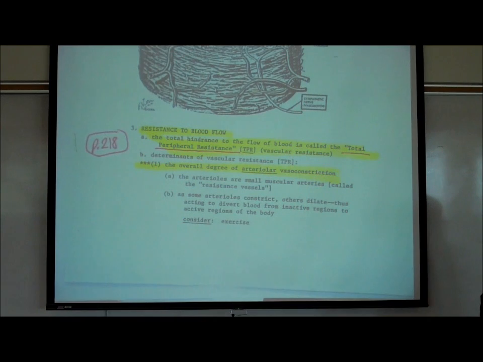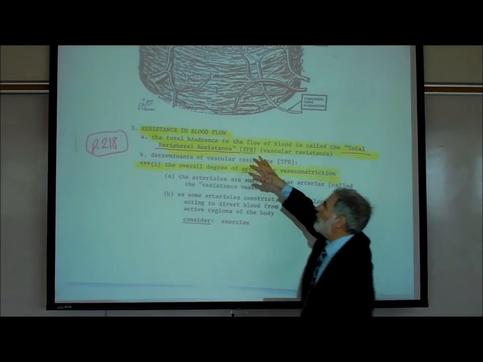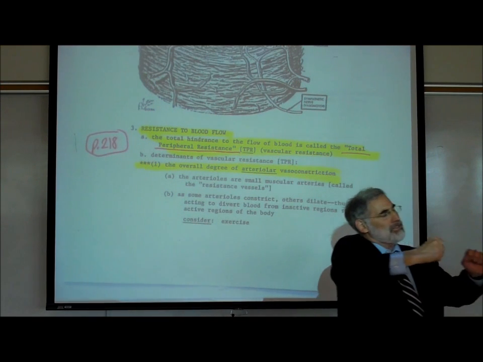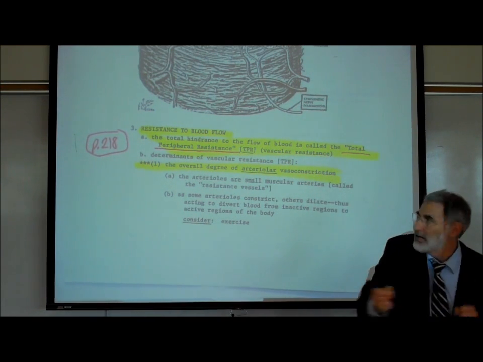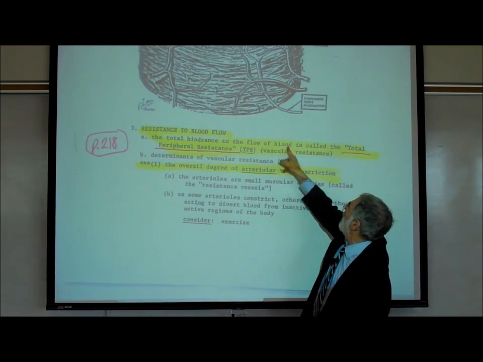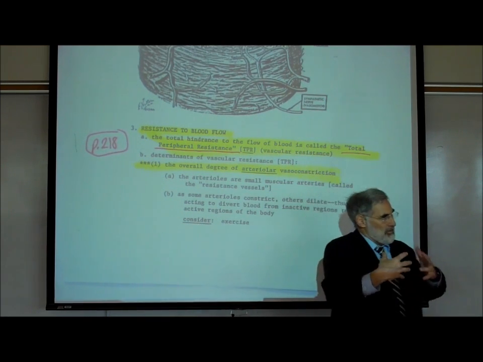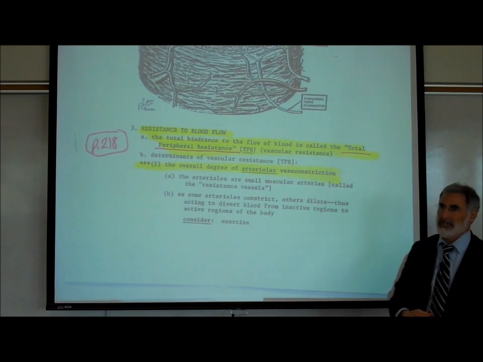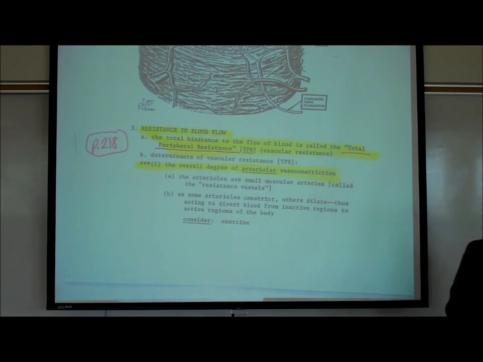So what is peripheral resistance? The total hindrance. And you might say, what's hindrance mean? Hindrance means whatever is preventing the flow of blood. Whatever is hindering or preventing the flow of blood is called the total peripheral resistance, or vascular resistance.